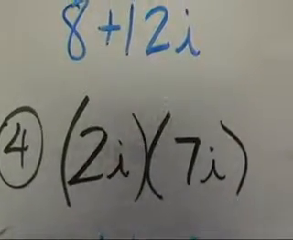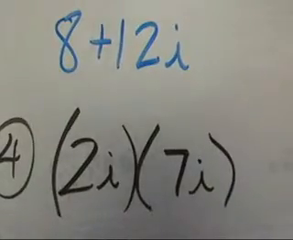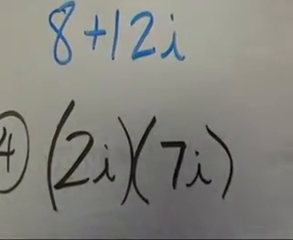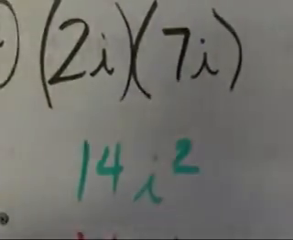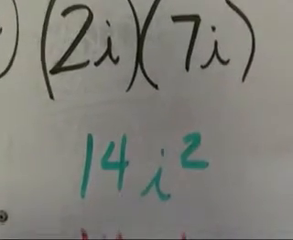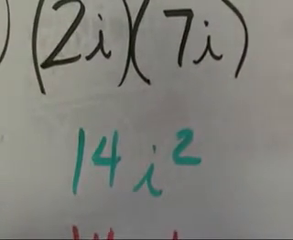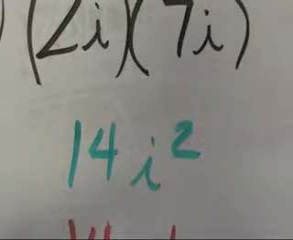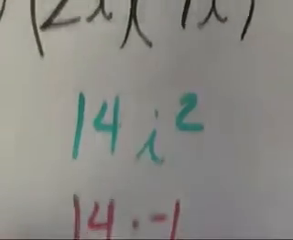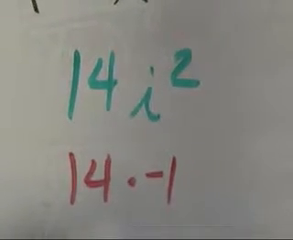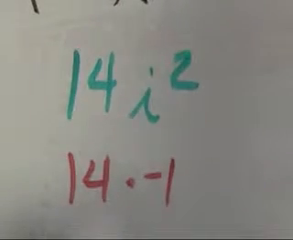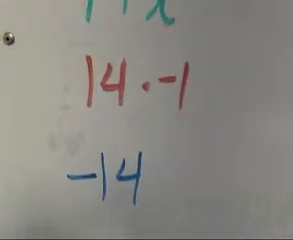Two monomials being multiplied: 2i multiplied by 7i. Well, 2 times 7 is 14, and i times i is i squared. But we learned in the previous section that i squared is the same as -1. Things that are side by side should be multiplied together. So this should really be the problem, 14 multiplied by -1. So the final answer is -14.